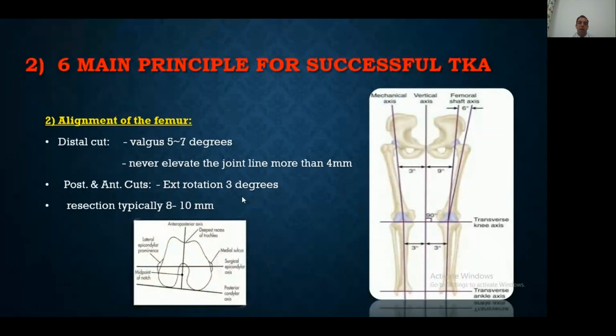Also, we have to do some external rotation, about 3 degrees, and also the resection typically is between 8 to 10 millimeters. Sometimes we can have 2 more millimeters if it's PCL sacrifice. So this is the second principle.